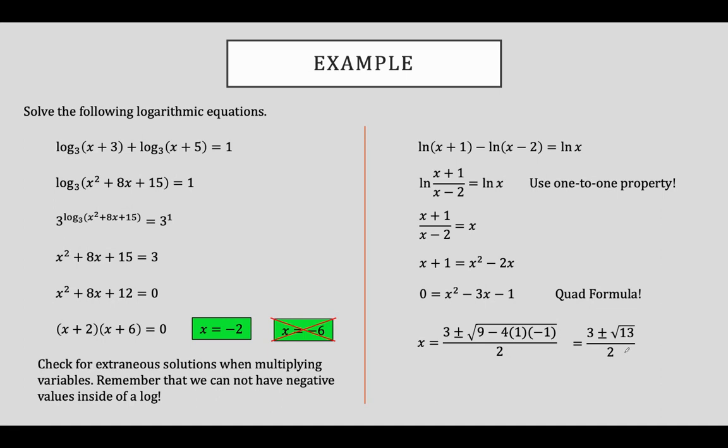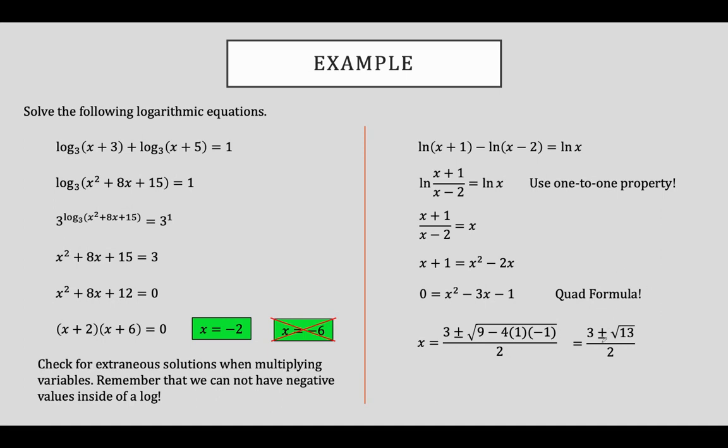Now, you might think we have two solutions here. But what did we do to go from this fraction to this quadratic equation? Again, we multiplied by a variable. And what do we have to check for when we multiply by variables? Extraneous solutions. Remember, we can't have negatives or a 0 inside of a log.